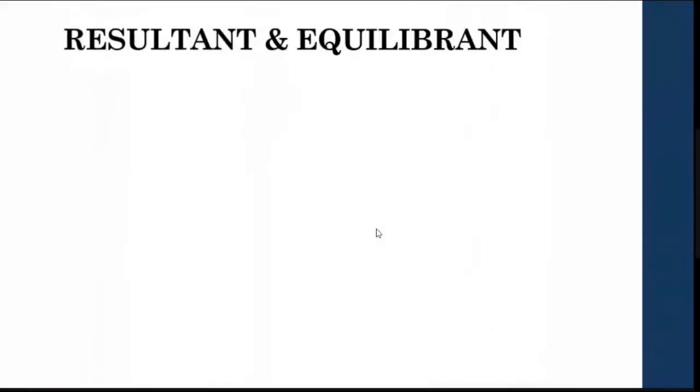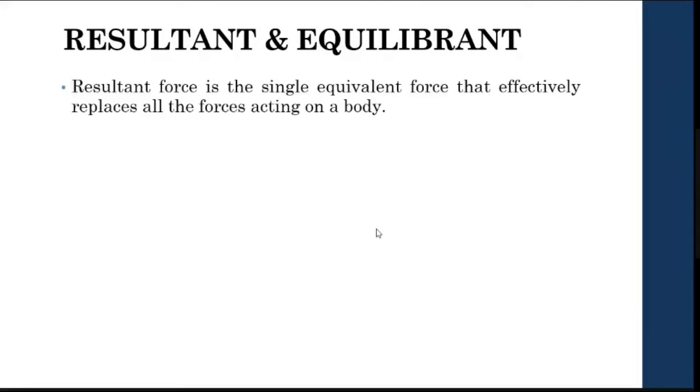So there is one more term, which is called resultant and equilibrant, right? Whenever you have a set of forces which makes your object move, that one we call a resultant. Okay. So what we identify is if you have 6 or 7 forces, you combine all these forces, you will get a single equivalent force, right? That force we call a resultant.